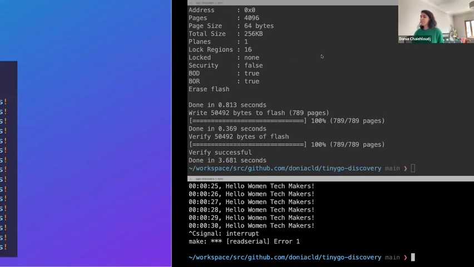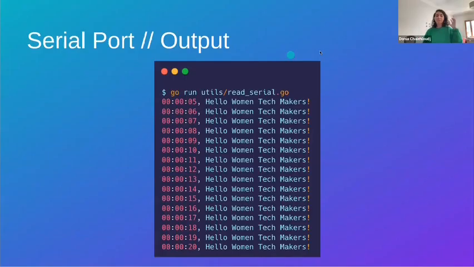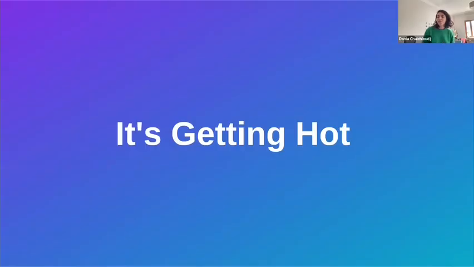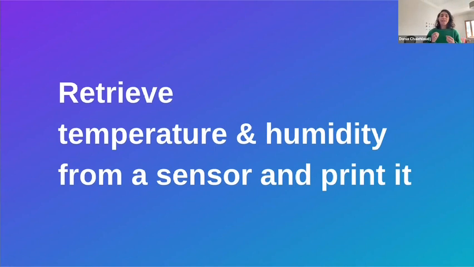Okay, so we saw some pretty simple examples with only the board. Now, the next example is called It's Getting Hot, and it's all about temperature. We want to retrieve temperature and humidity from a sensor and print it on the computer, as we saw with the hello Women Techmakers.